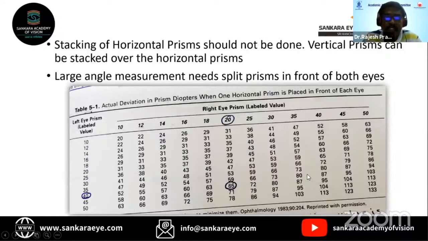I just wanted to add few factors which can go wrong when we do a complete measurement. That stacking of horizontal prisms should not be done. Most of us are aware of that, but vertical prisms can be stacked over the horizontal prisms. Large angle measurements, when we deal with more than 90 prism diopter, we need to split the prisms in front of both eyes. But in that circumstance, we have to follow the tabular column, which is given in the Rosenbaum, that the addition of the prisms is not equal. When we keep 40 prism diopter in one eye and 20 prism diopter in the other eye, the actual total angle which has to be dealt is 65 and it is not 60. So we can take reference from the Rosenbaum.